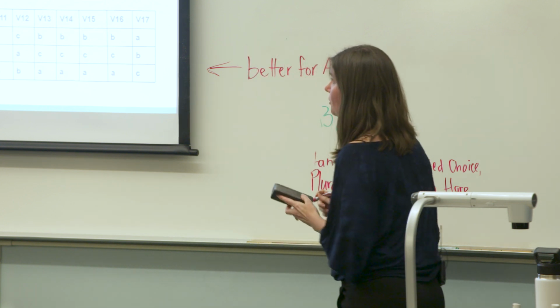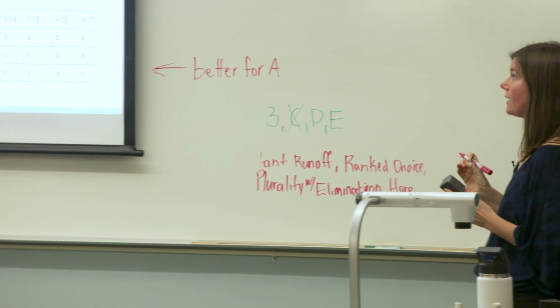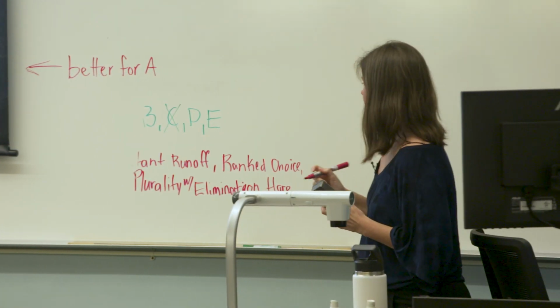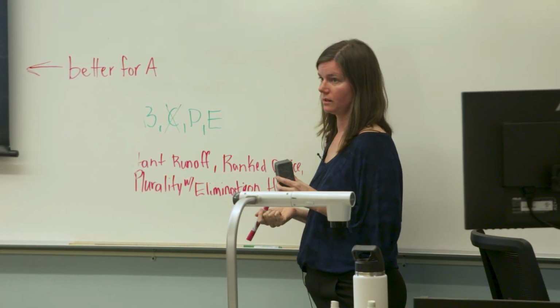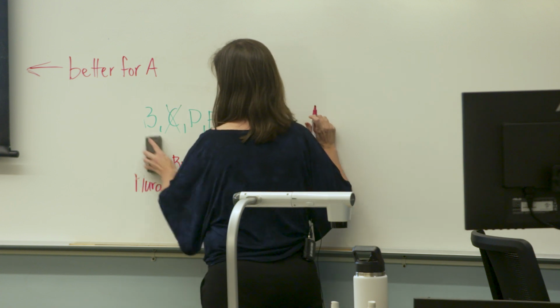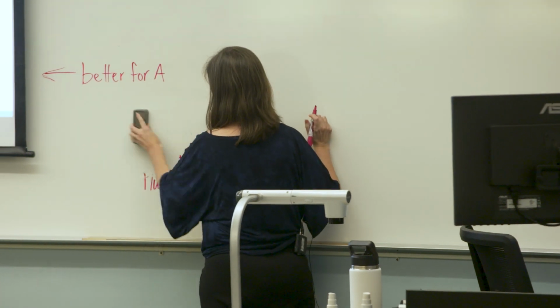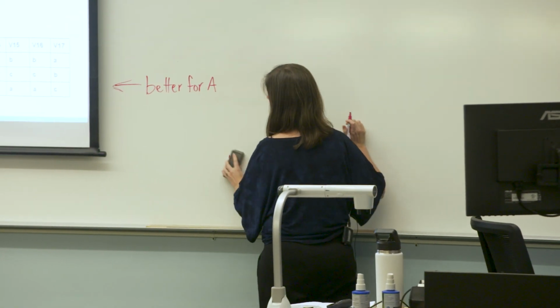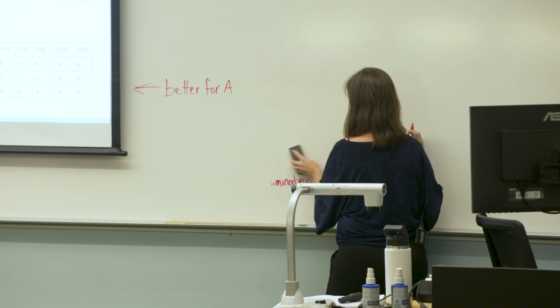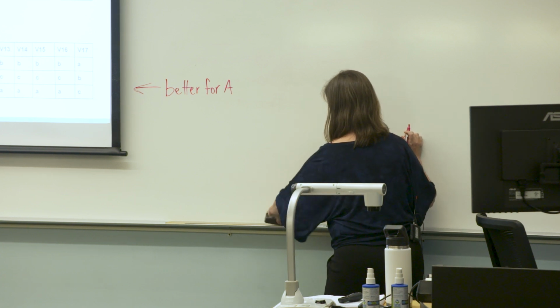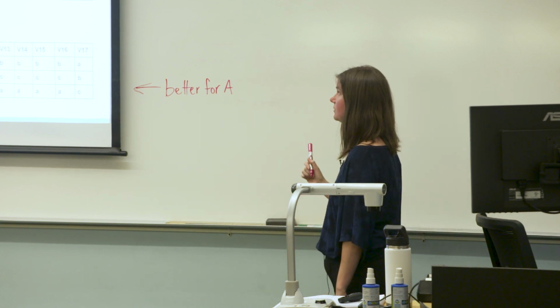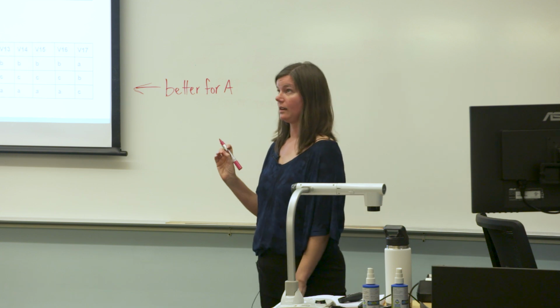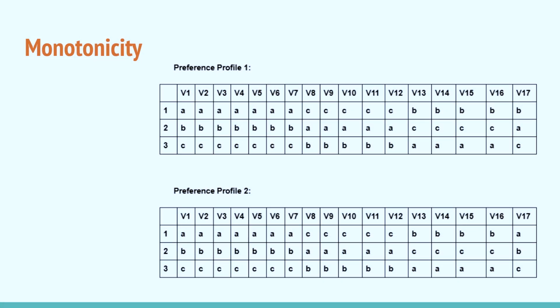All right, so now what we're going to do is find the winner using ranked choice, so instant runoff, for each of these. Okay, so let's look at the top one. Do I have anyone that has a majority? Is there an alternative that has a majority? So there's 17 voters, so I would need 9 first place votes.